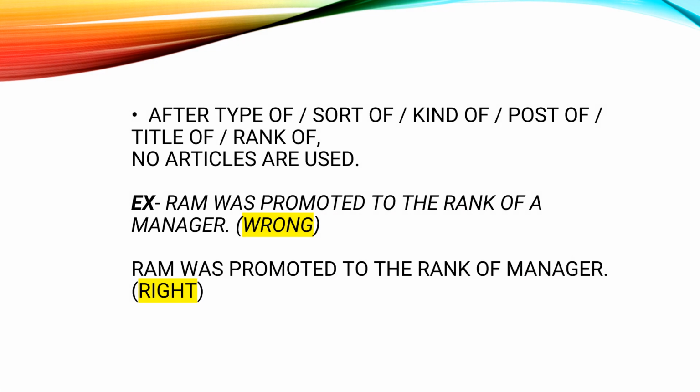Moving ahead, next we have after type of, sort of, kind of, post of, title of, or rank of. After all of these we cannot use any article. So after type of, sort of, kind of, post of, title of, rank of, or something like this, no articles should be used. For example, Ram was promoted to the rank of a manager, which is definitely a wrong statement.